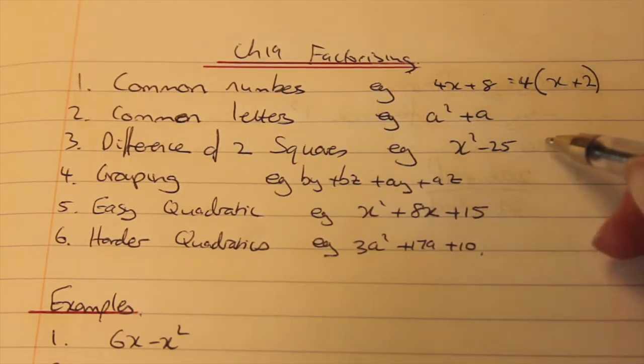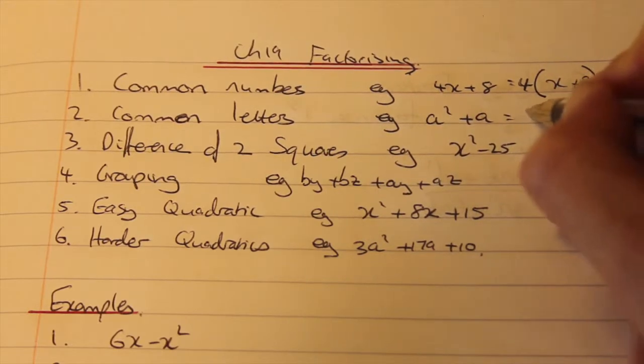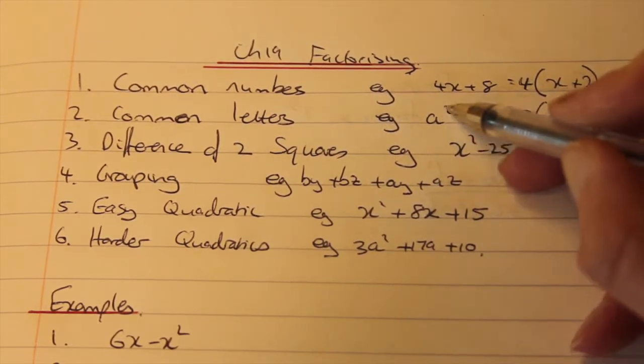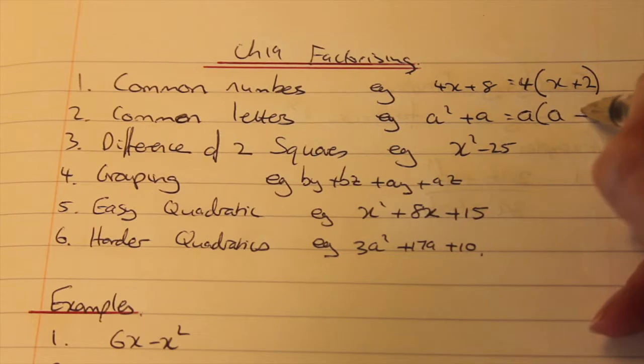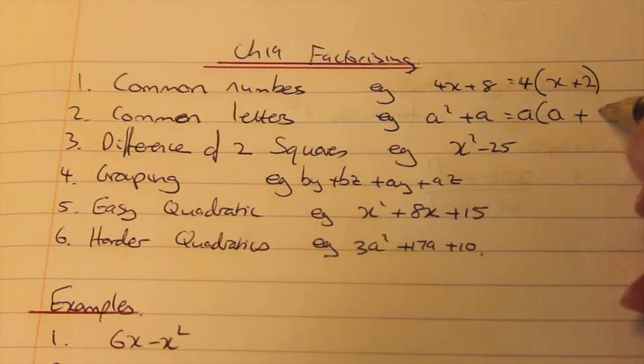Then you've got common letters. If you look at these, you've got an a squared and an a. You can take an a out of each. If I take an a out of a squared, I'm left with an a. If I take an a out of that, I'm left with nothing. But make sure you put the 1 there, because remember, it's a 1a. So you must leave that 1 in there.